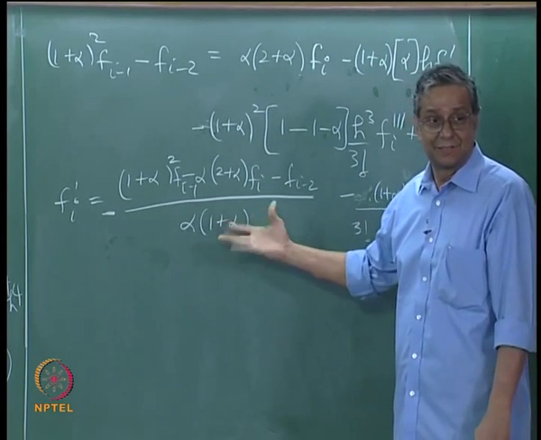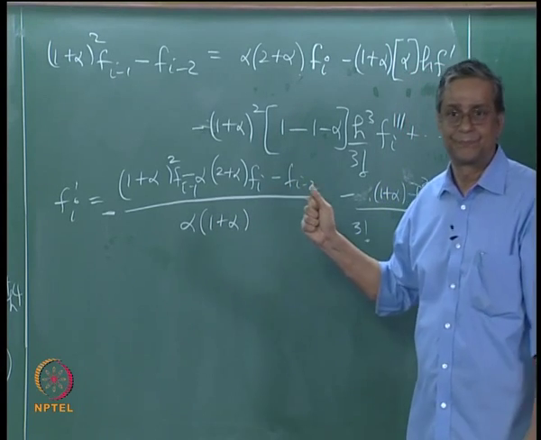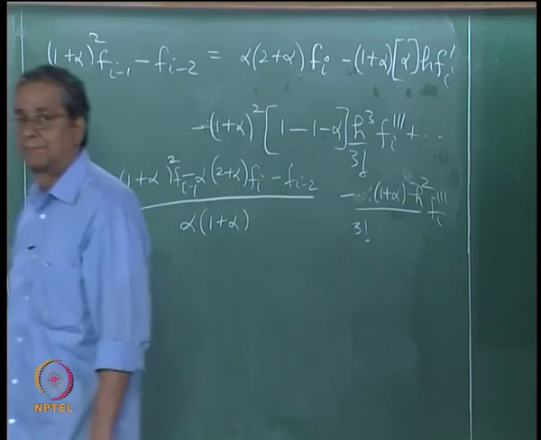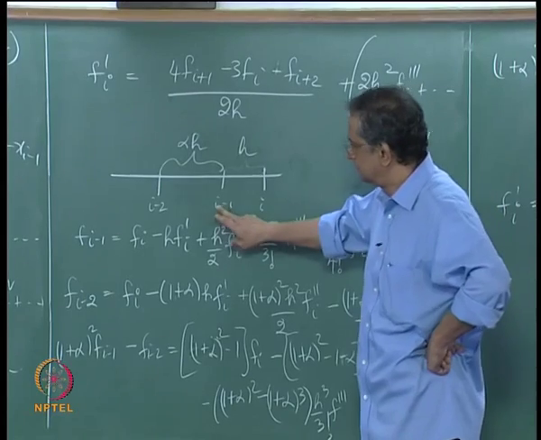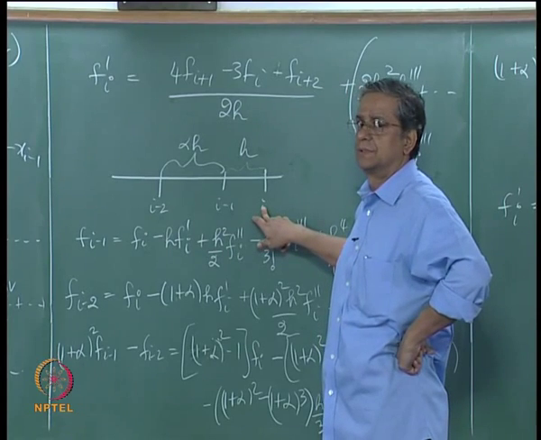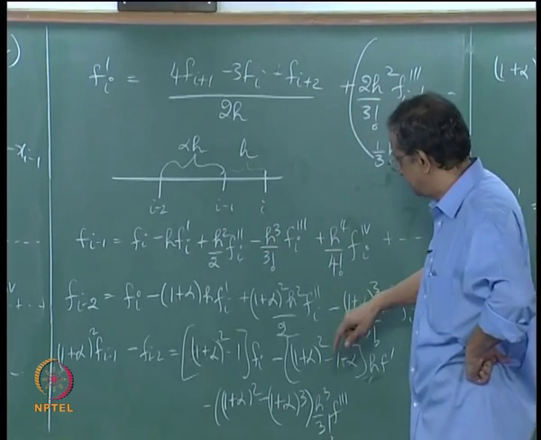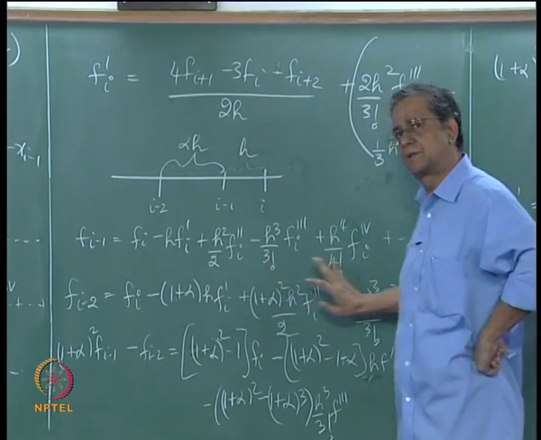So clearly if they are unequal, it is going to become very messy. Yes. You have 3 points, they are unequal distances, but I can still eliminate the second derivative term and get an expression for the first derivative, leaving a truncation error which has only the third derivative term.